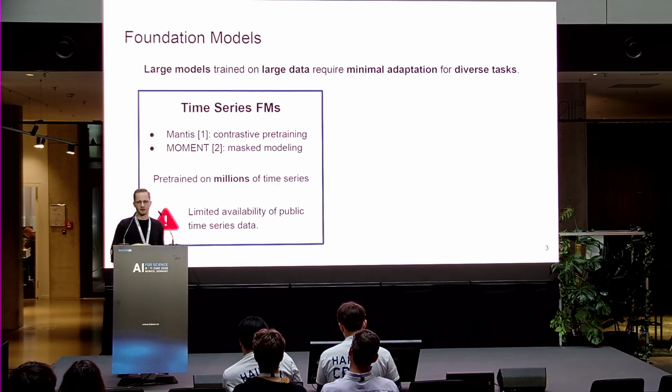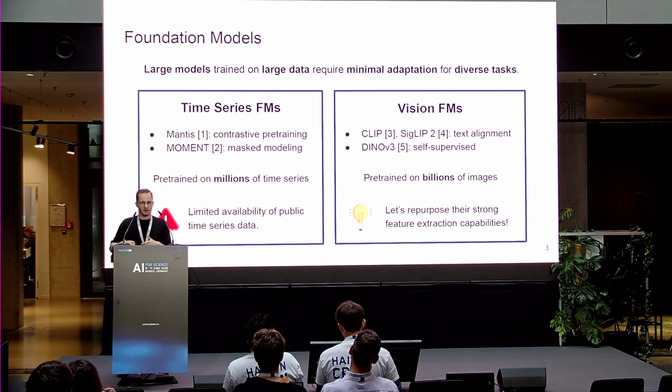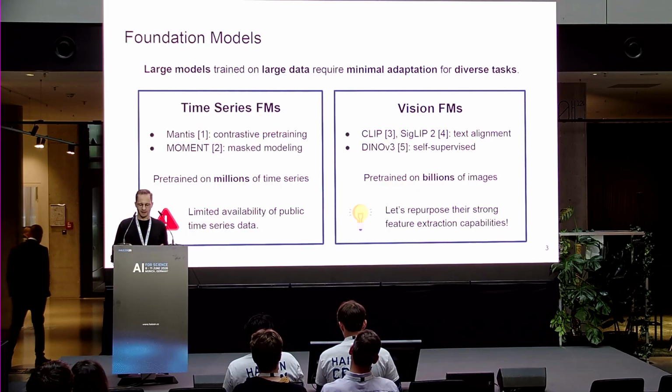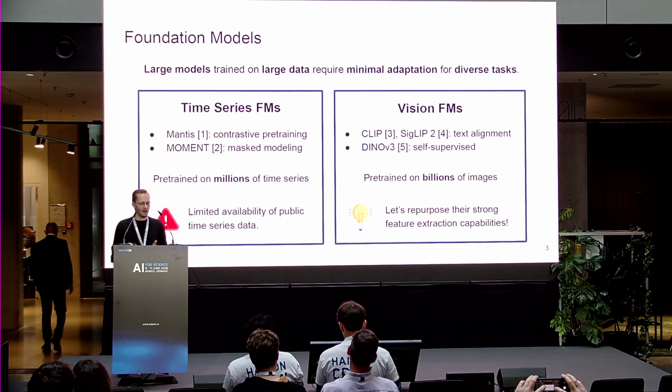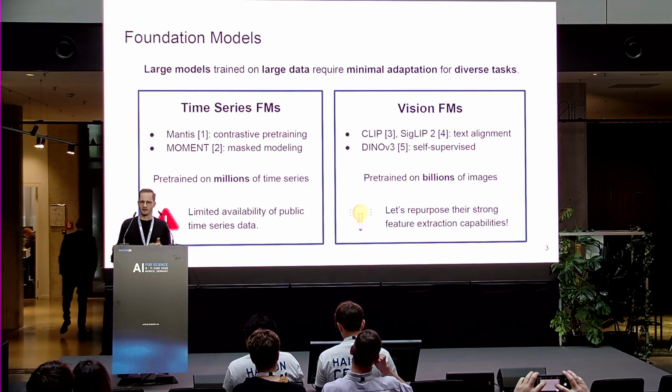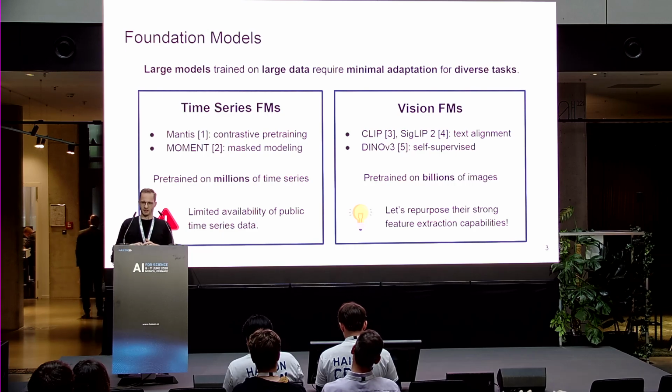And in this domain, these foundation models are trained on millions of time series, ranging from like 2 million to 10 million. And what may actually sound like a lot is not a lot, especially if we compare it to foundation models in other domains, like the vision domain or the language domain. So in the vision domain, foundation models are often pre-trained on billions of images. We have models like CLIP, SigLIP, or DINOv3. They also apply contrastive learning or mask modeling in some way, or combinations of these. And they learn very strong feature extraction capabilities.